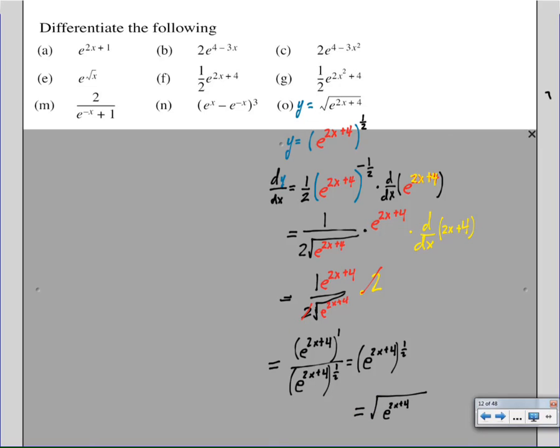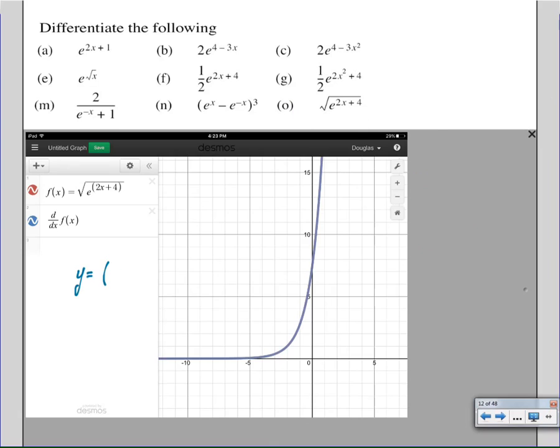And at first I thought that was mysterious. So I went over to Desmos and I graphed it. And sure enough, when I enter the function square root of e to the 2x plus 4, and then I enter the derivative, I only see one graph appear because both graphs are representing the same thing. I was a little bit mystified until I examined this function further.